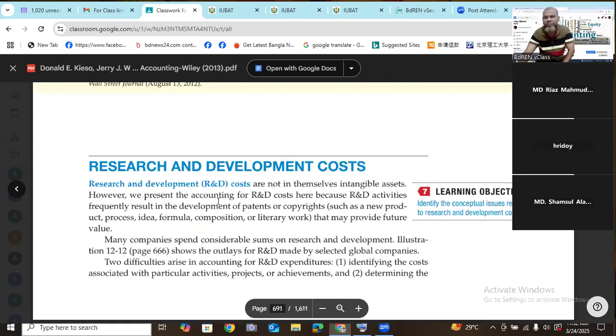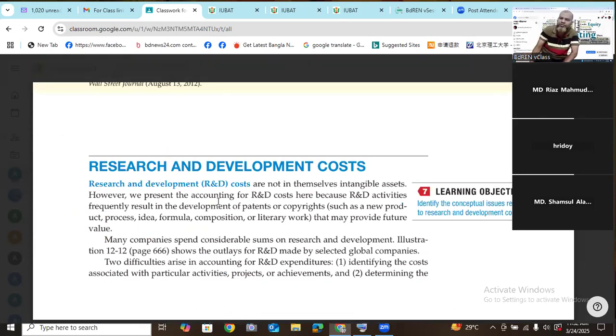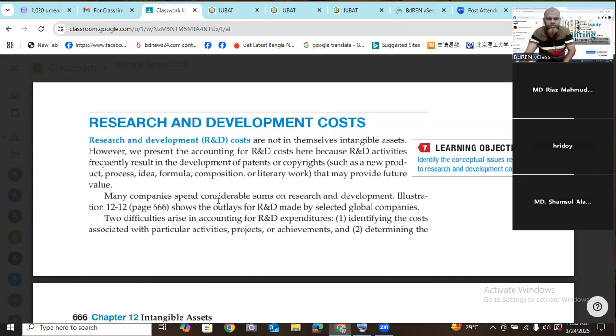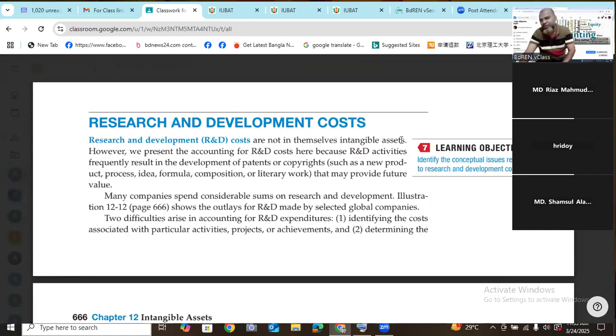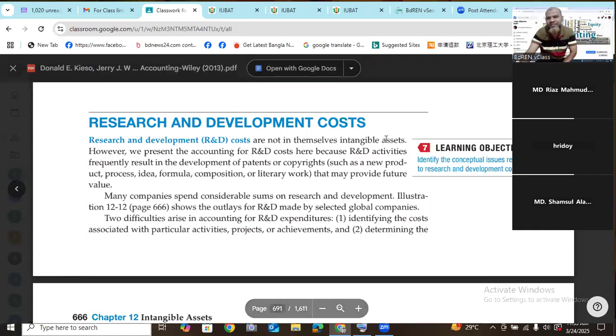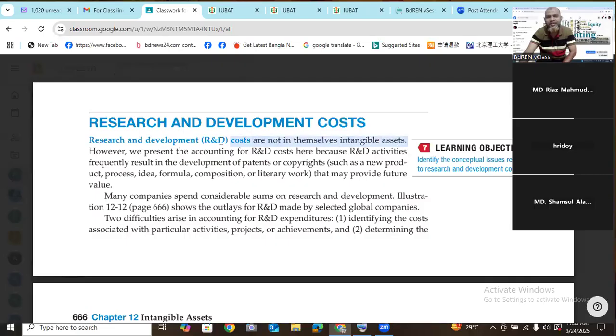So research and development cost. What is research and development cost? Any idea? Yes sir. When a company is trying to add value to its product, like innovation and other things, then they do research and development. Okay. Is it a tangible asset? Sir, it's for creating value, so maybe it's a cost. Right, exactly. Research and development costs are not themselves intangible assets. This is not counted as an intangible asset.